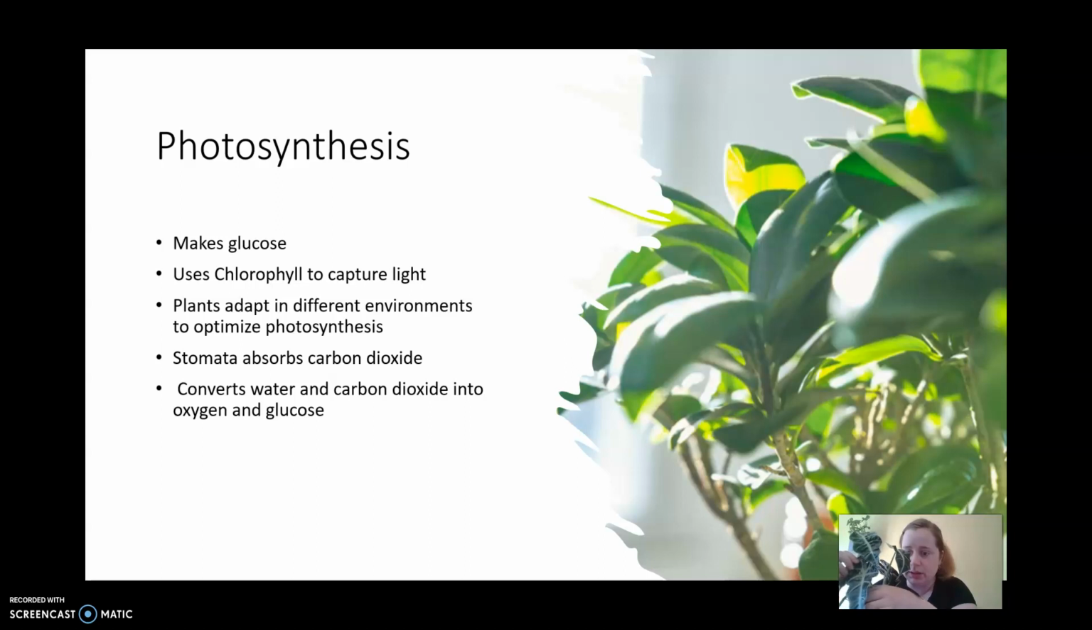So this plant is not going to be found in a desert. It's much more tropical. So that's why it needs a wider and longer set leaf. That way it can make sure that it captures as much light as possible.